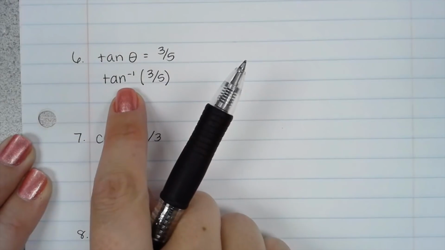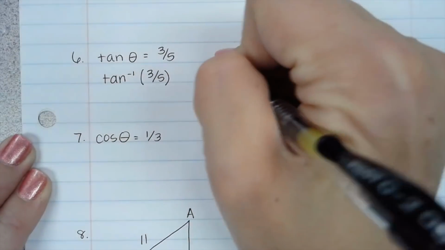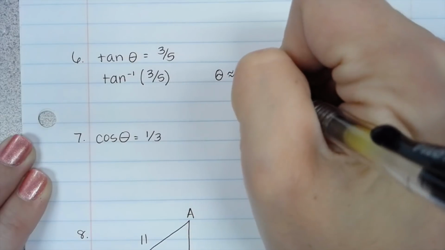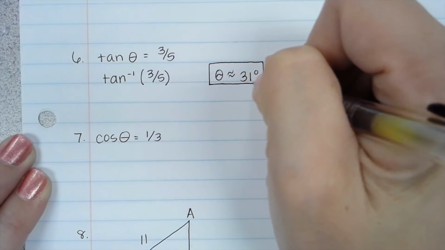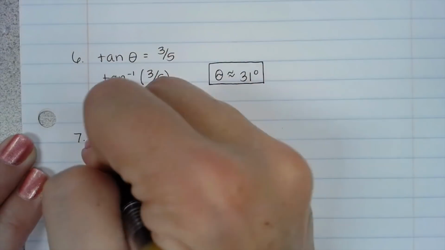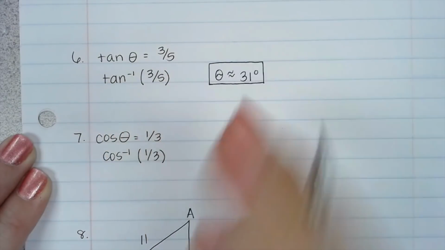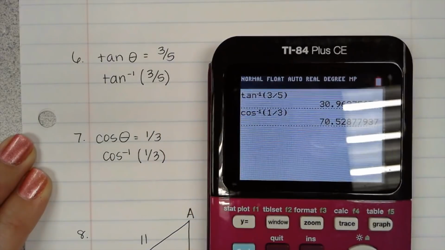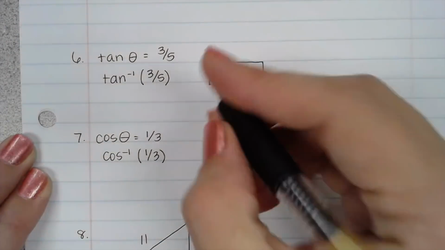So if the tangent of the angle is 3 over 5, then theta, the angle that you're solving for, is approximately 31 degrees. And then same thing for this one. If I'm trying to figure out how big the angle is, I'm going to do cosine inverse. So that's what I'll type into my calculator: second cosine 1 divided by 3. Then I want to round it to the nearest whole degree. So for this one, it's going to be 71 degrees for theta.